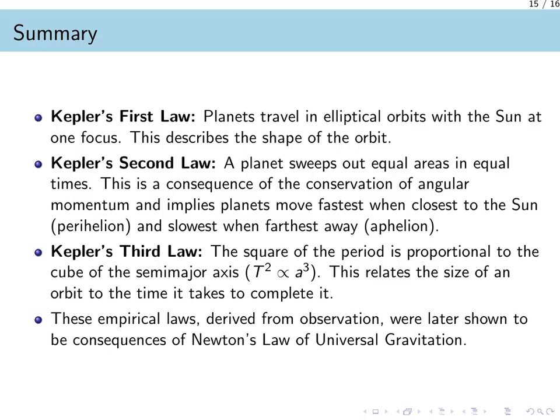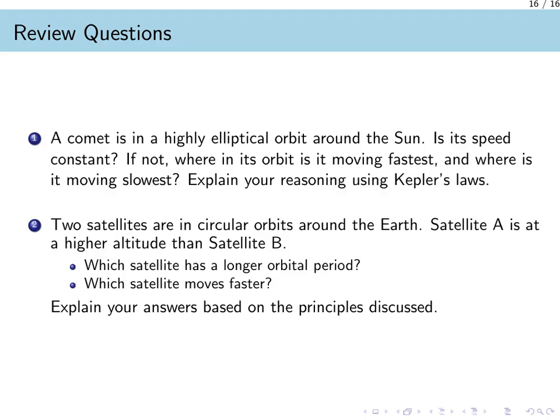Finally, Kepler's third law provides a mathematical relationship between an orbit's size and its duration. It states that the square of the orbital period is proportional to the cube of the semi-major axis. These 3 laws were derived empirically from observation, and Newton later showed they were a direct consequence of his law of universal gravitation. Let us pause here to apply what we have learned with a couple of review questions.